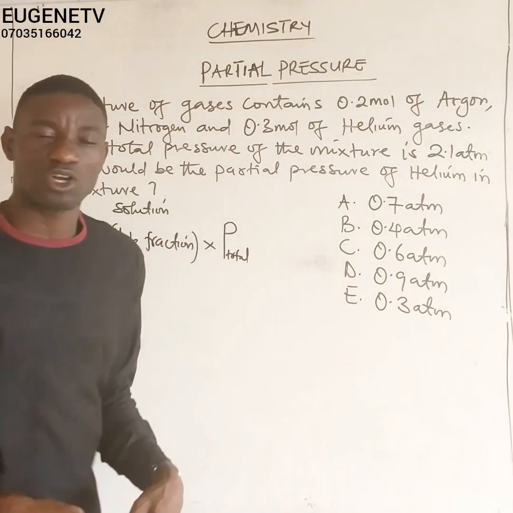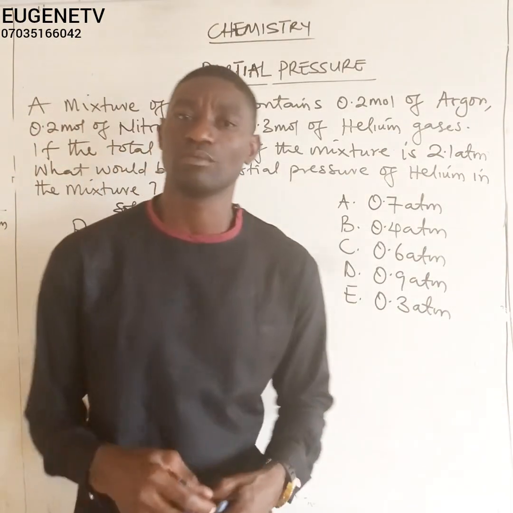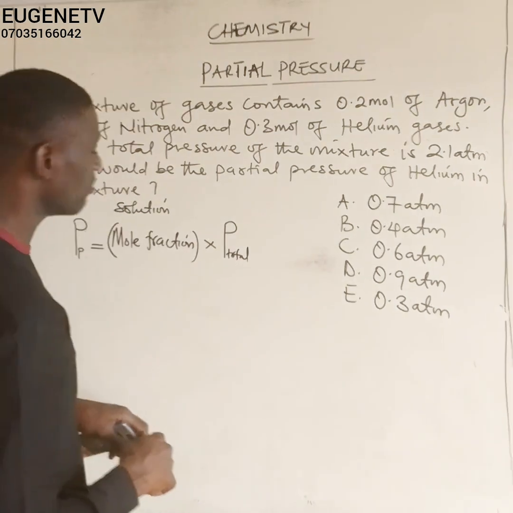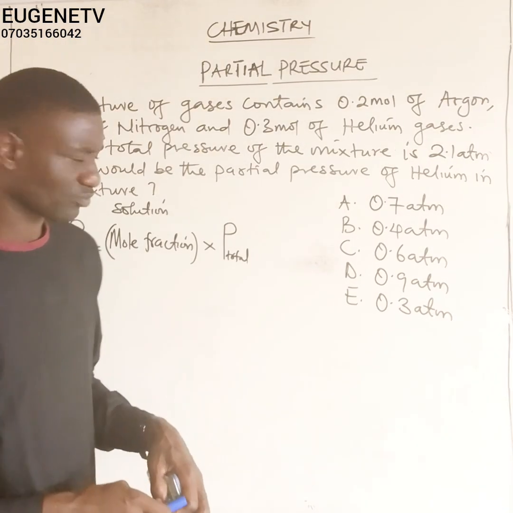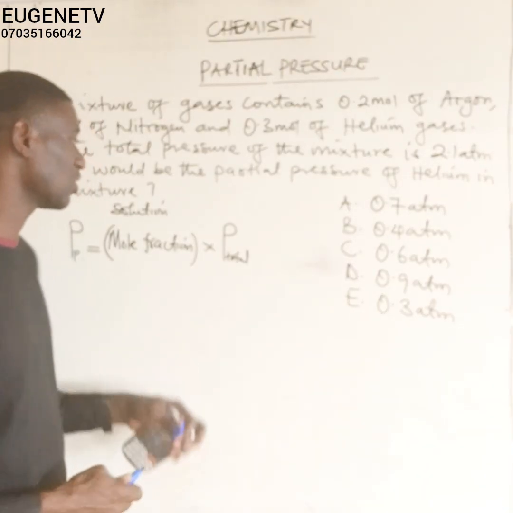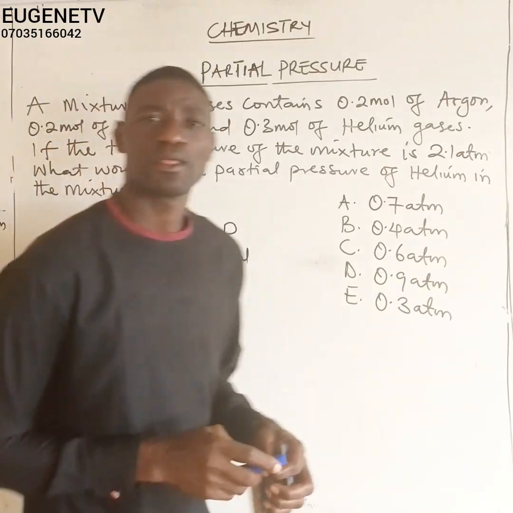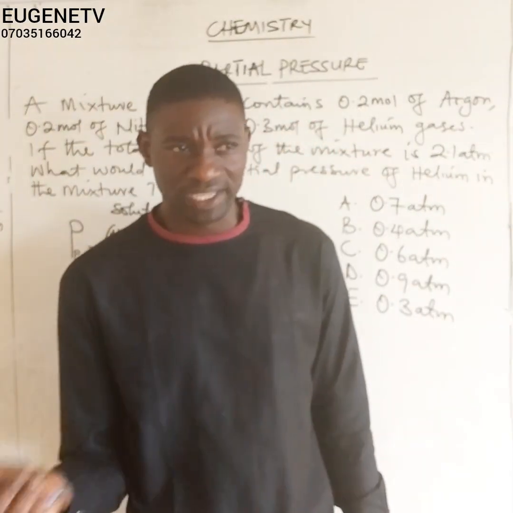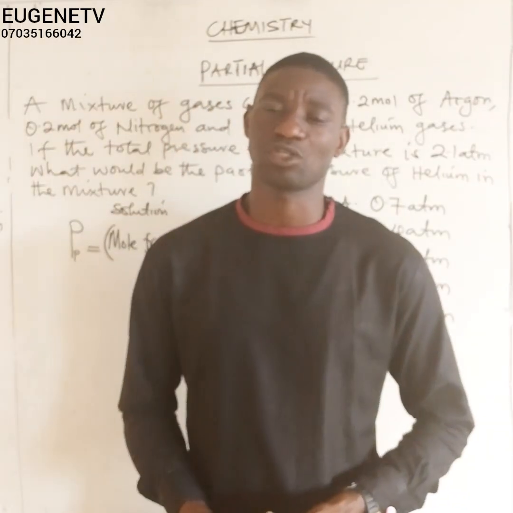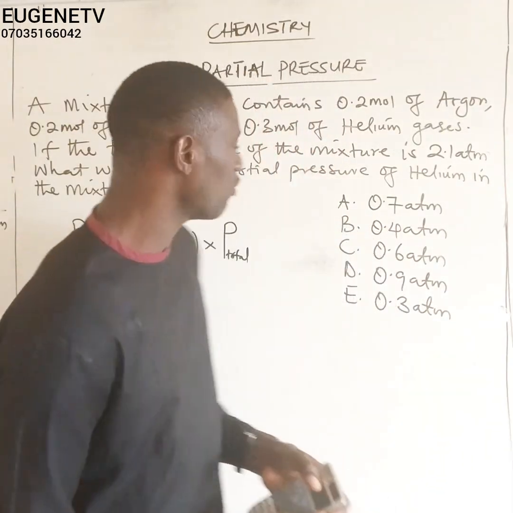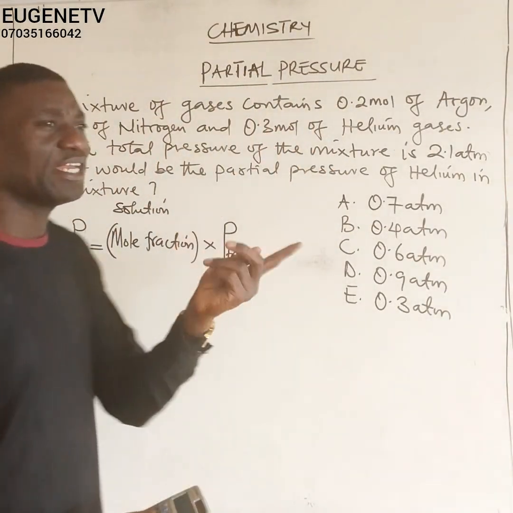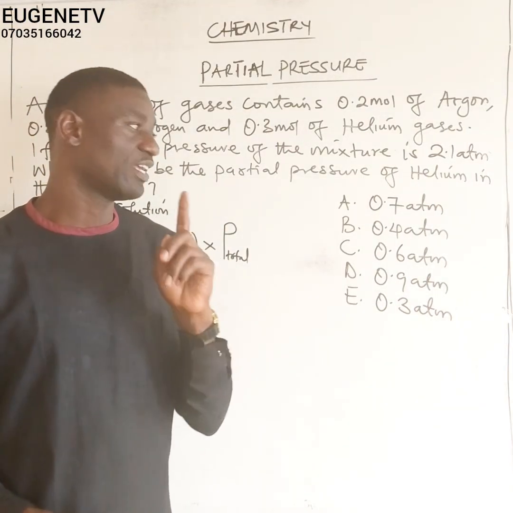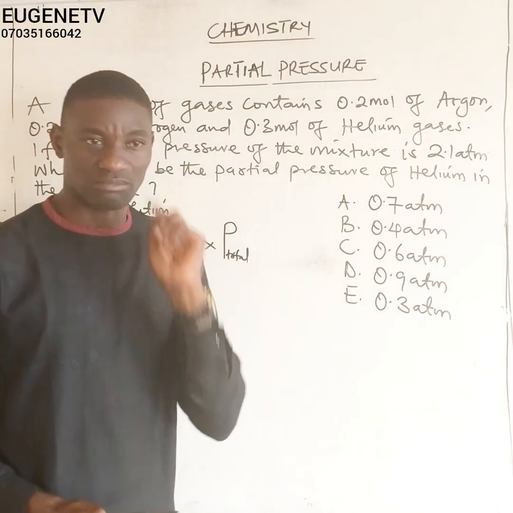The next question that should come into our mind is, how do we determine the mole fraction of any gas in a mixture of gases? To determine the mole fraction of any gas in a mixture, we simply take the mole of that gas and divide it by the total mole of the gases that make up the mixture. Let me take that again. For you to determine mole fraction of any gas, you divide the mole of that gas by the total number of moles of the gases that make up that gaseous mixture.